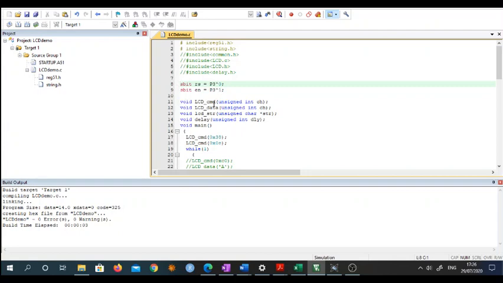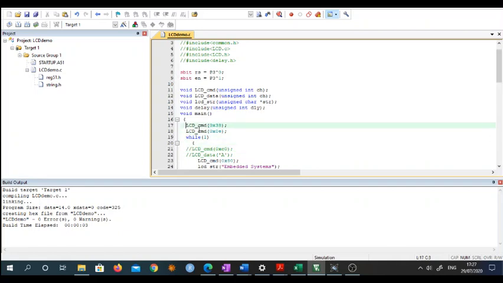Then I have written some functions. I have written some procedures such as LCD command to issue the commands to the LCD. Then LCD data, this function is used to transfer data, and then this LCD str is used actually to send the number of strings. Okay, then delay routine is called here. So all these functions are defined at the beginning. Then my main function starts here.